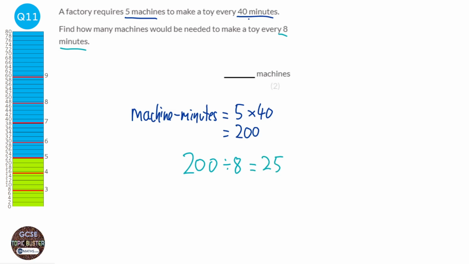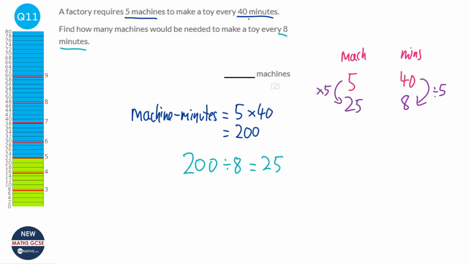And the logic here is 5 machines. So this is machines, and this is minutes, is 40. Then 8 minutes, if you think about it, we divide that by 5 to get to 8. And so if we divide the amount of minutes by 5, we actually times the amount of machines required by 5. So this is called an inverse relationship. So if one doubles, the other halves. If one divided by 5, the other will times by 5. So our answer here is 25 machines.